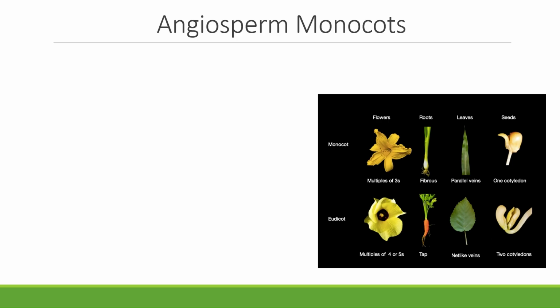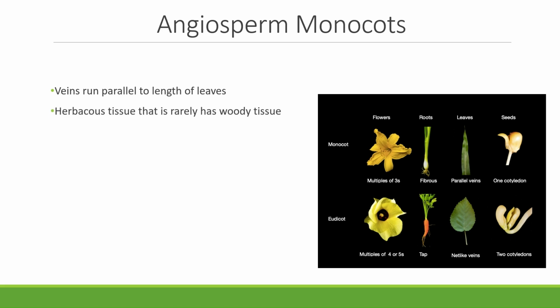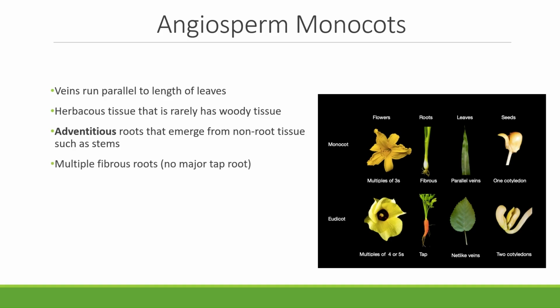Monocots are one of the two major derived groups of angiosperms and can be recognized by a consistent set of structural features. Their leaf veins run parallel to the length of the leaf rather than forming a network. The stem tissue is almost always herbaceous. That means it's kind of green and soft, and it rarely develops true, hard, woody secondary growth. Monocots produce adventitious roots, which means that they emerge directly from stems or other non-root tissues. And they form a dense fibrous root system with no single dominant taproot.